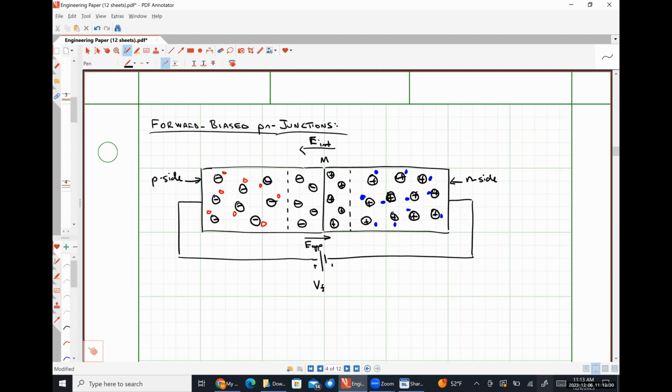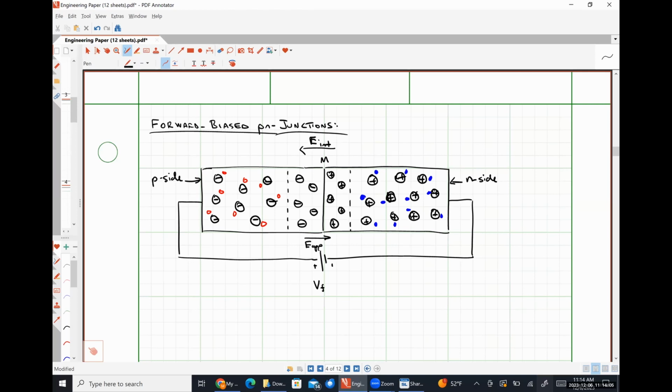What is our net field going to look like? Exactly right. The difference between these two things. So in our particular case, we are going to see a reduction in our field strength, which is in turn going to lead to a reduction in our barrier potential, right? So the total barrier potential will no longer be V naught, it'll be V naught minus V_F. So our built-in voltage minus our forward bias voltage.